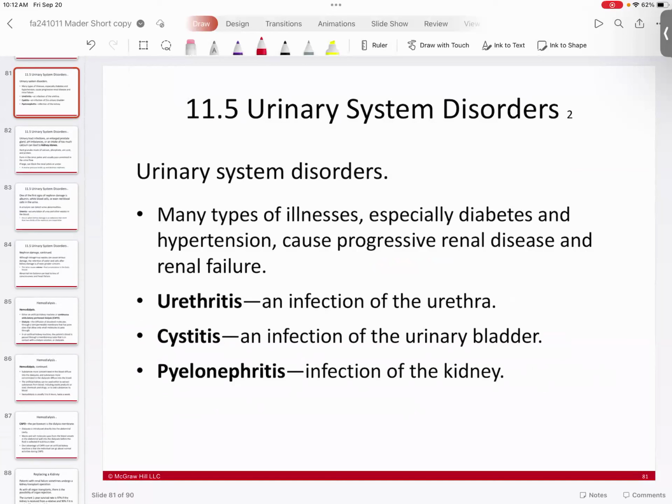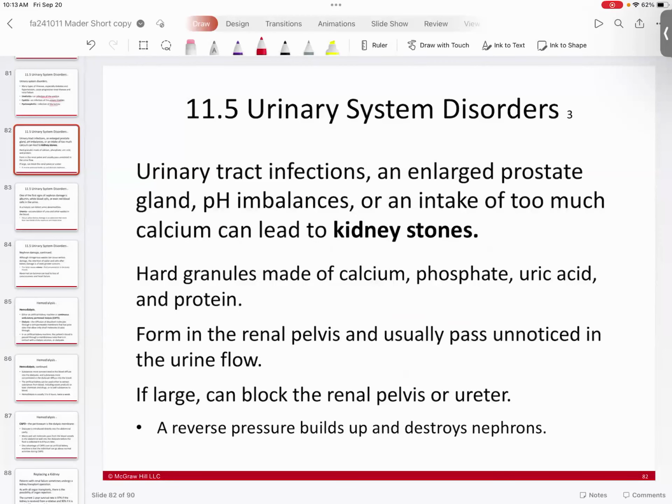There's a lot of different types of things that can happen to the renal system, especially diabetes, for instance, hypertension, and renal disease. You have urethritis, which is an infection of the urethra, cystitis, which is an infection of the urinary bladder, and pyelonephritis, which is an infection of the kidney itself. Nephritis is basically an inflammation or an infection of the nephrons themselves. So you're looking at the actual kidney tissue itself.